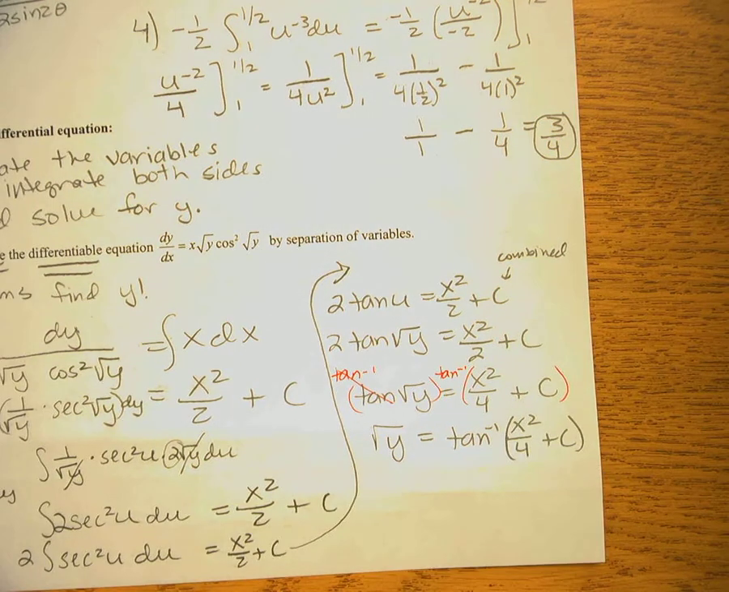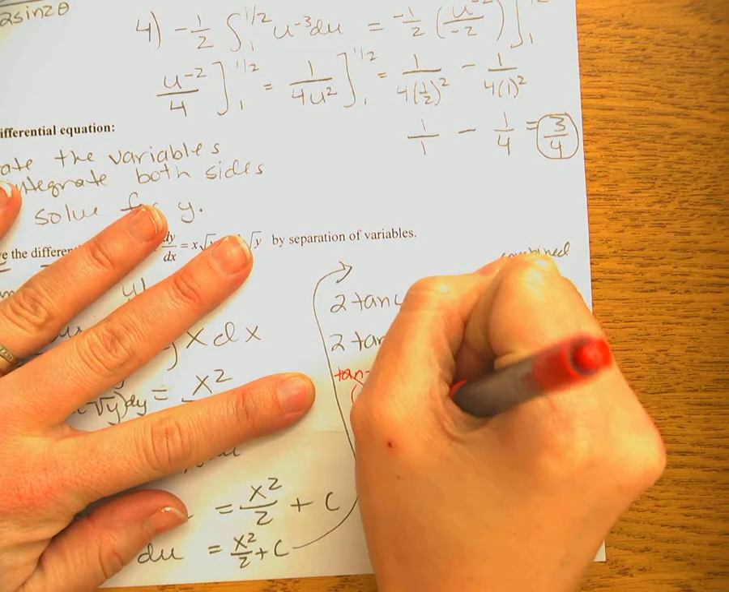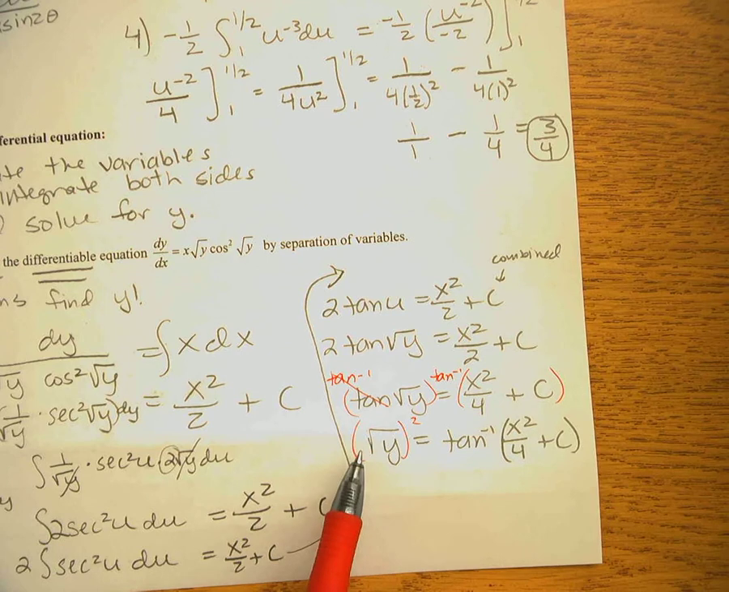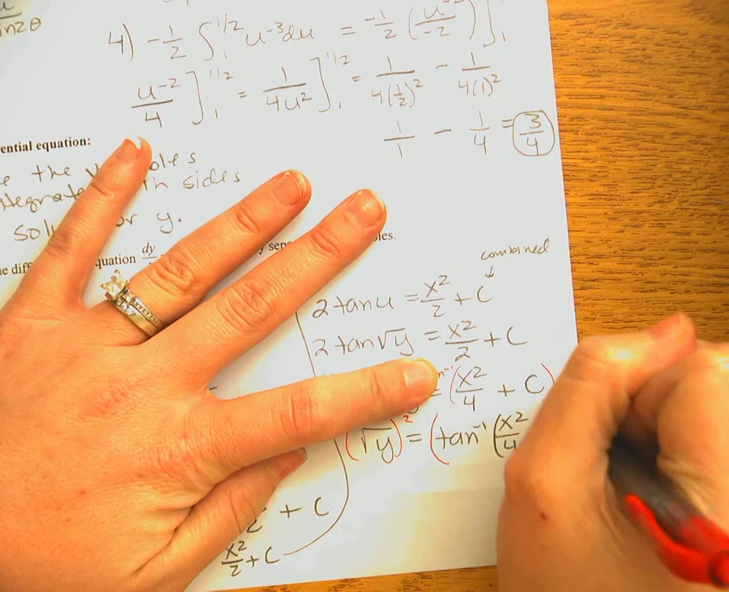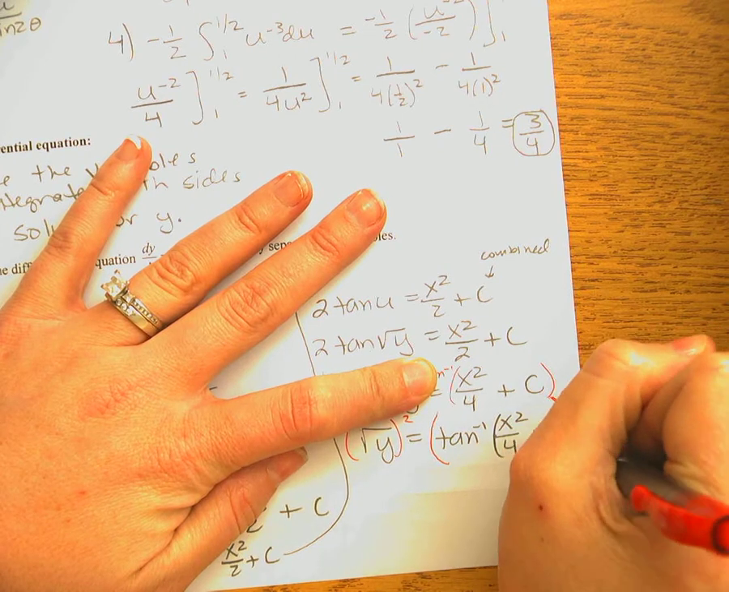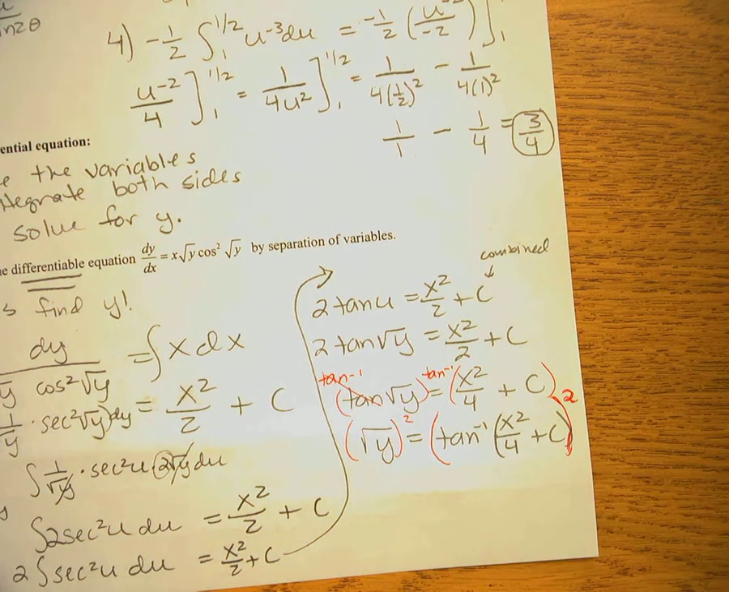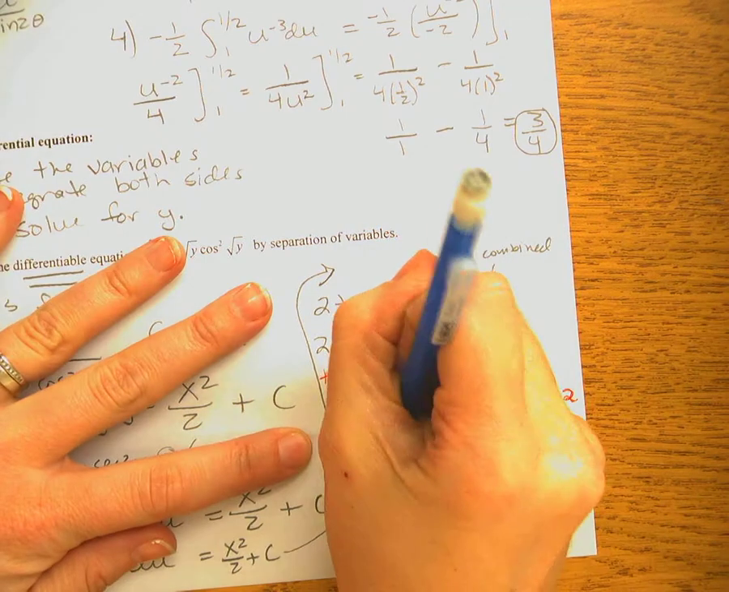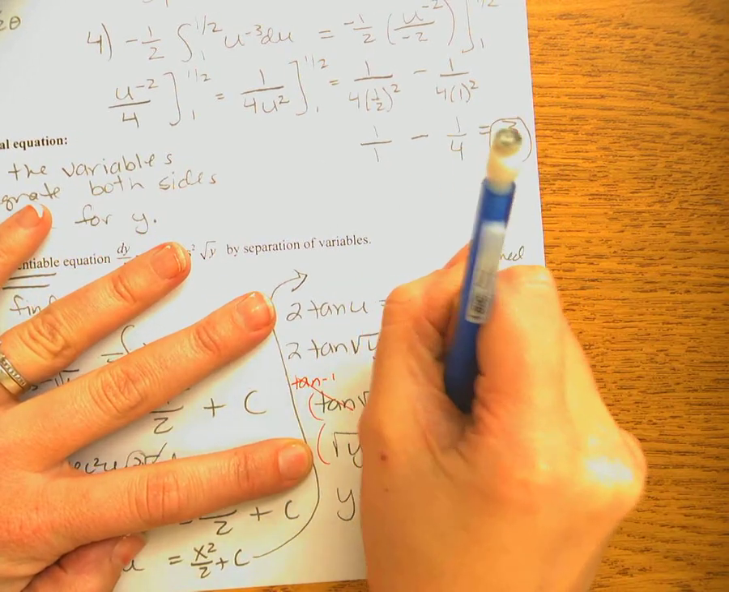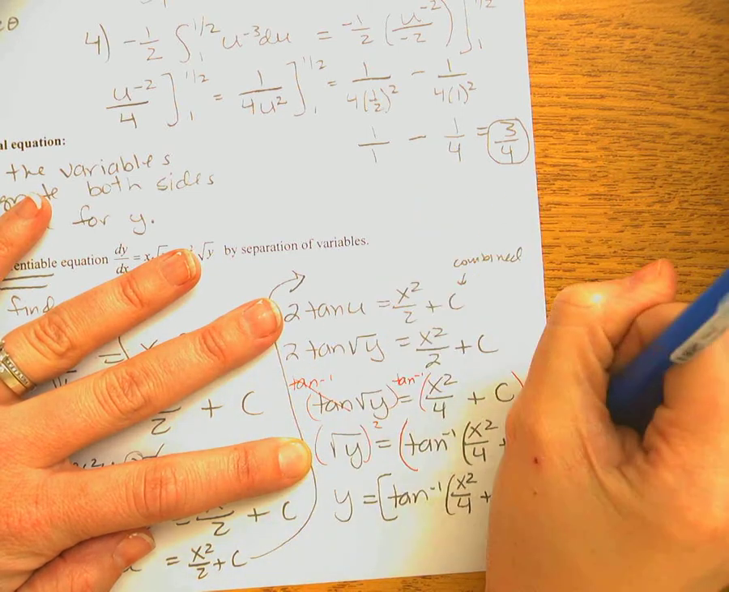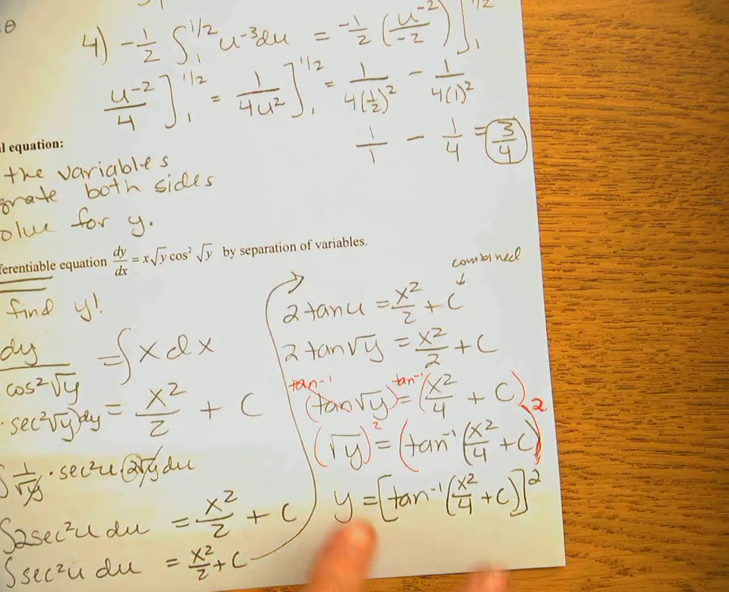And then last but not least, because I want to get y all the way alone, I need to square both sides, which is also another use of an inverse because the squaring function and the radical function are inverses of each other. They also undo each other. Okay, so then this becomes y is equal to the inverse tan of x squared over 4 plus a constant, and then that whole function squared.